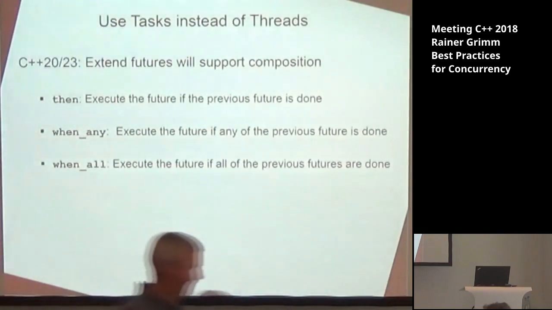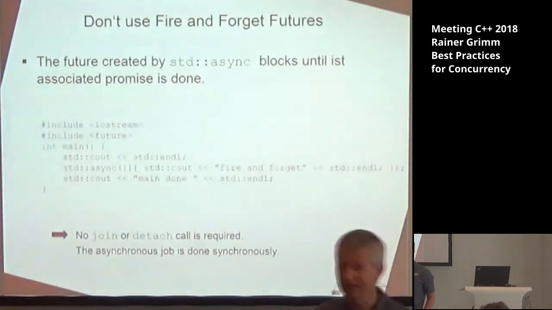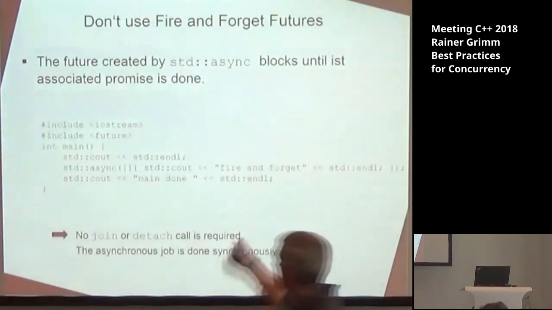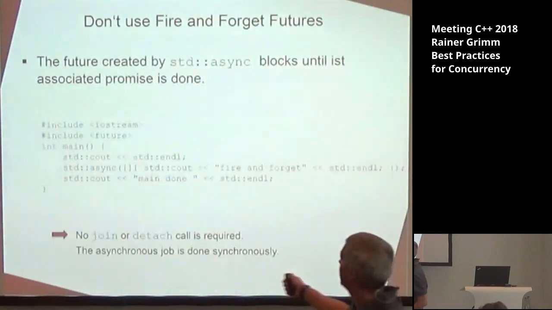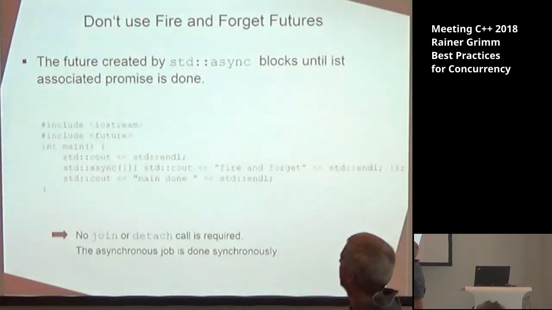Okay, that was fast because I think you know it. But there are a few details to std::async which are not so nice. This program looks nice. std::async has a nice feature. Don't use fire and forget futures.